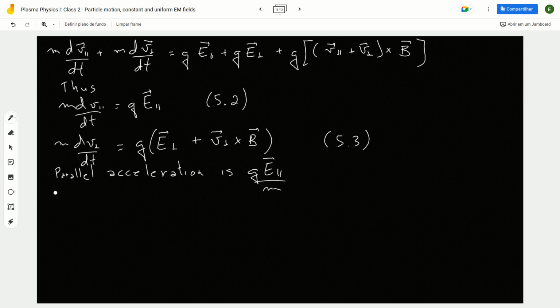Just like in section 3, we have this equation for v equal to q E parallel t over m. So I just integrated this. There will be a constant vector here, integrating a vector. So I just integrated this equation, sorry, not this one, this one. The parallel component equation. So this is it.